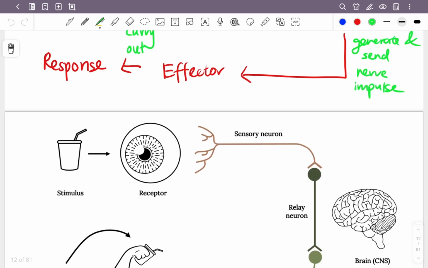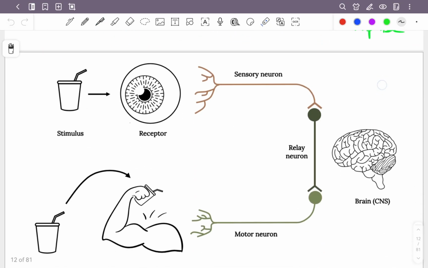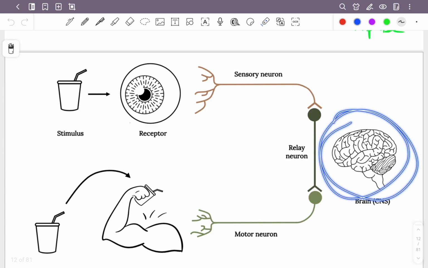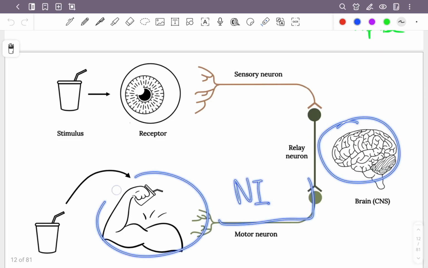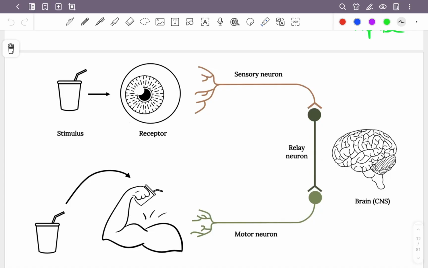Okay, this is an example. Now your eye is the receptor. What is the stimulus being detected? It detects there is a drink. So your eyes tell your brain, okay, there is a drink. So your brain now starts processing. Oh, there is a drink. Am I thirsty now? Let's say your brain said, yes, I'm thirsty, I need to drink. So what happened? Your brain will send the nerve impulse to your arm, saying that, okay, now take the drink and drink.